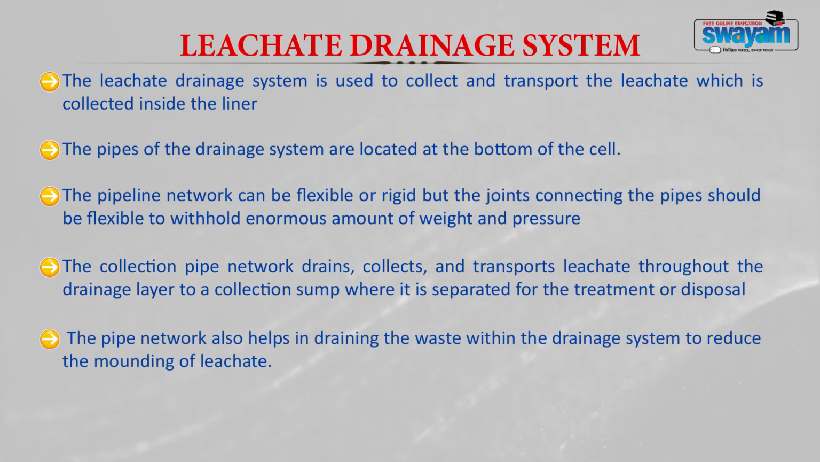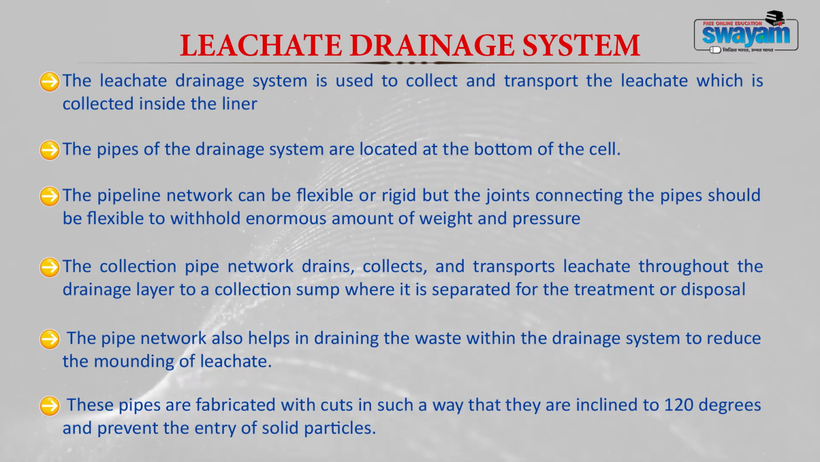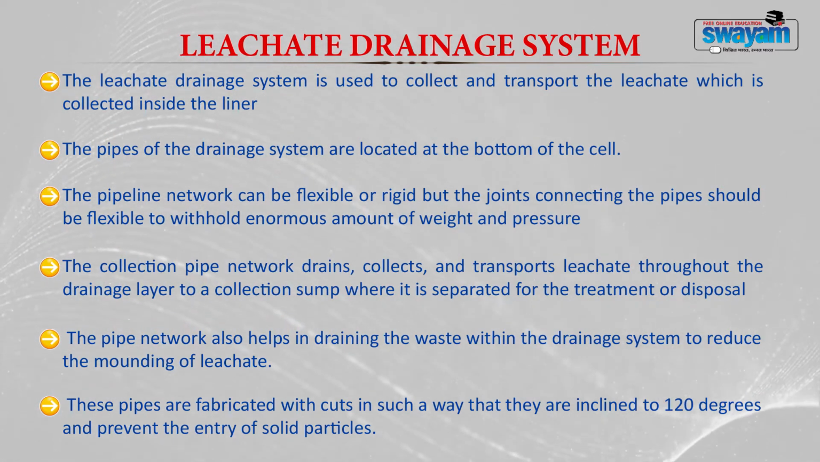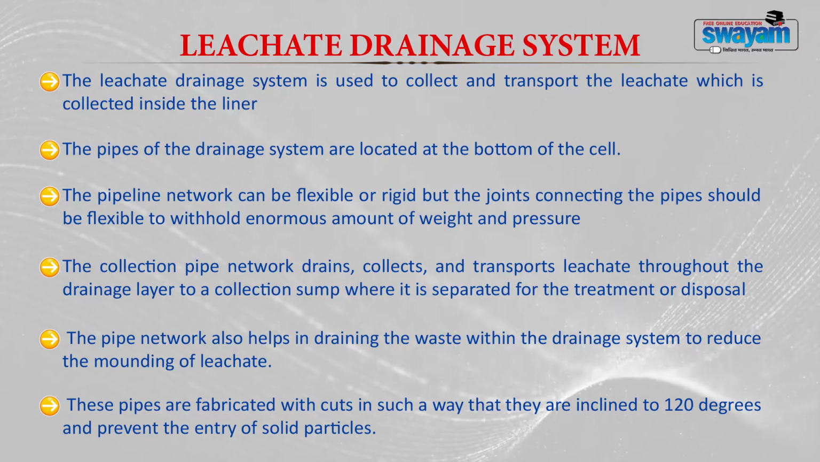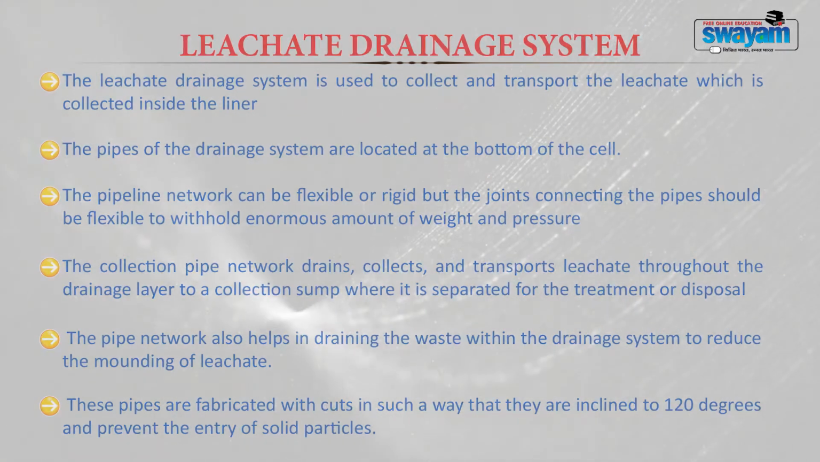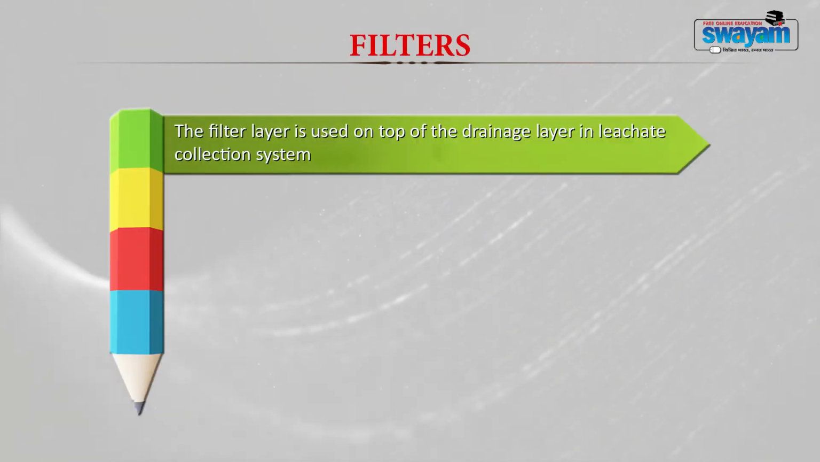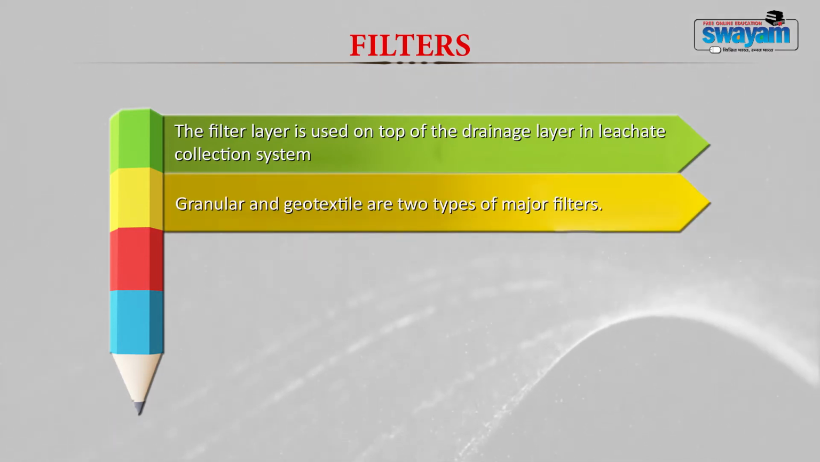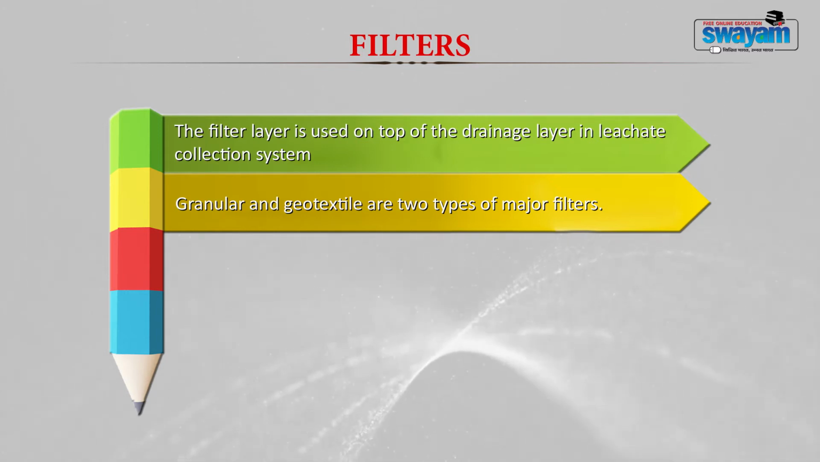The pipe network helps in draining the waste within the drainage system to reduce the mounding of leachate. These pipes are generally fabricated with cuts and are inclined at an angle of 120 degrees. This will prevent the entry of solid particles and further choking of your pipe network. Next is your filter. The filter layer is used on top of the drainage layer in the leachate collection system. Generally, granular and geotextile materials are used as the two major filters.